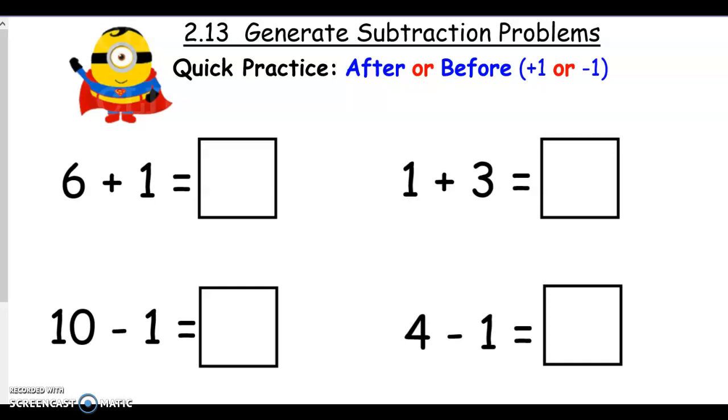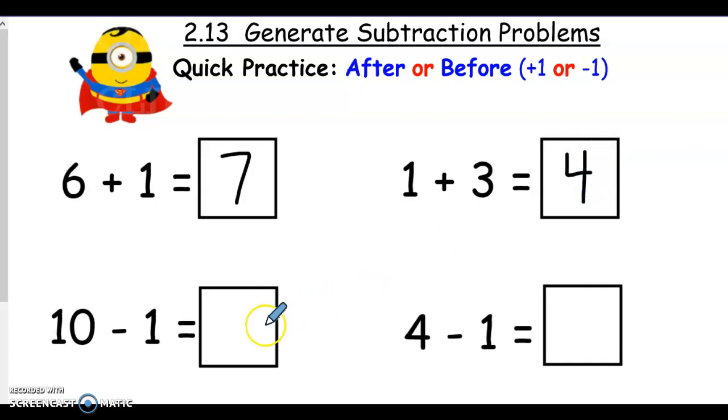Now when we do +1, it's the number that is after the number being added to, and when we do -1, it's the number that comes before the number that we're working with. So let's try these out really quick. See if you can figure them out before I write them. 6 plus 1. Well, what's the number that comes after 6? 7. 1 plus 3. What's the number that comes after 3?